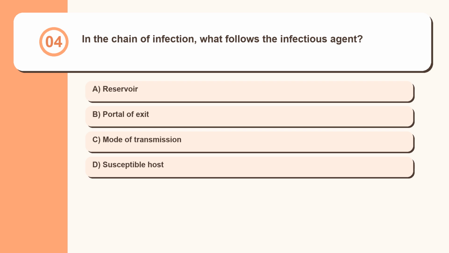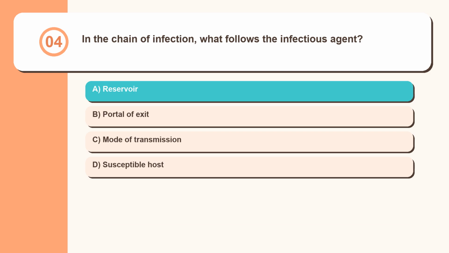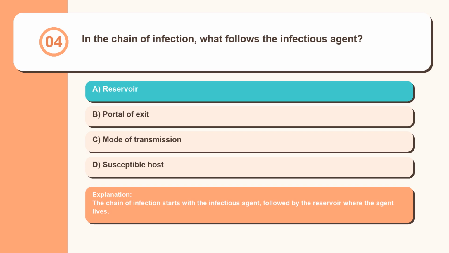Question 4. In the chain of infection, what follows the infectious agent? Reservoir, portal of exit, mode of transmission, susceptible host. The chain of infection starts with the infectious agent, followed by the reservoir where the agent lives.